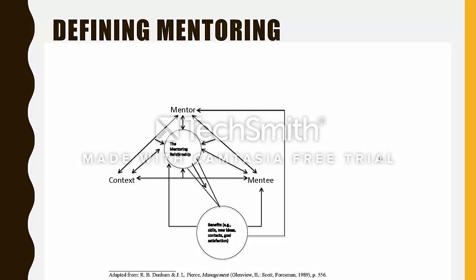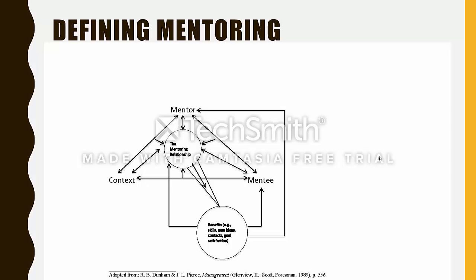In terms of defining mentoring, I open this definition up with a pictorial diagram that I actually took from a management book. It is what I refer to as the Dunham and Pierce model. This model is actually used to describe leadership as a process, as a complex and dynamic process. However, I have overlaid it here with mentoring because I feel that a mentoring relationship operates in many ways much the same as leadership does, as a process indicative of interpersonal relationships between human beings.